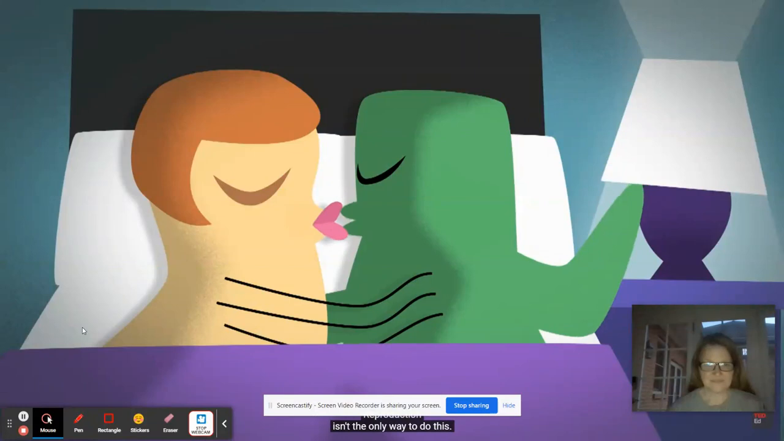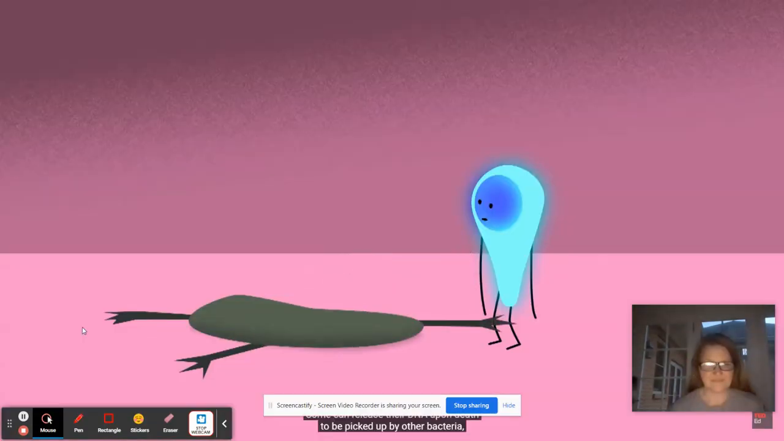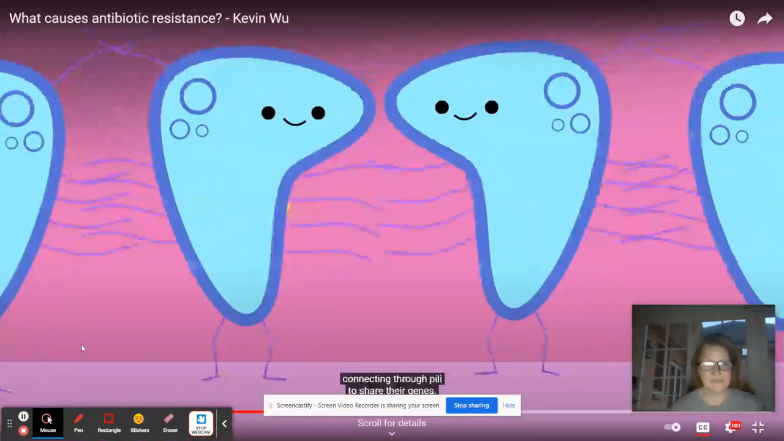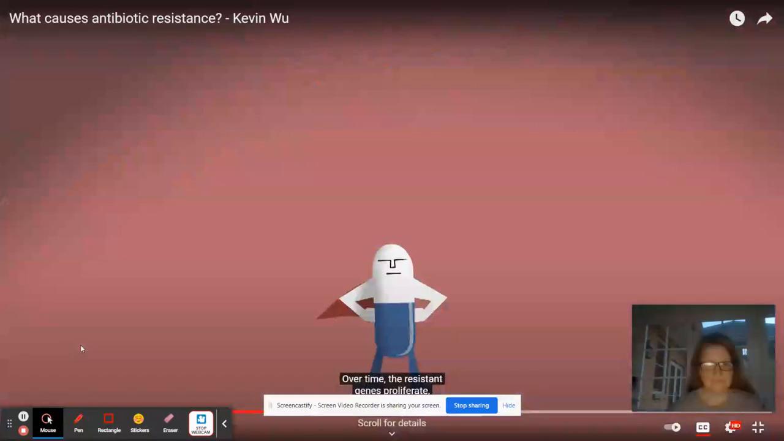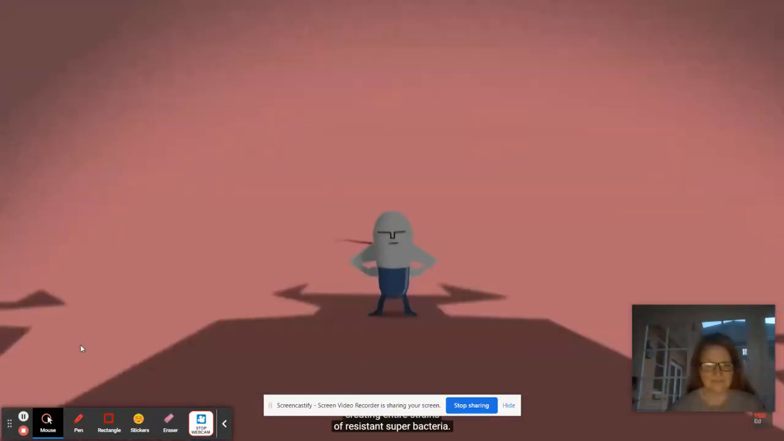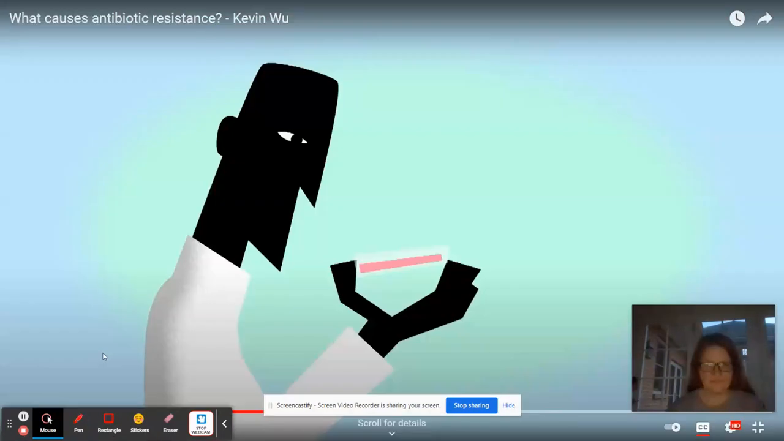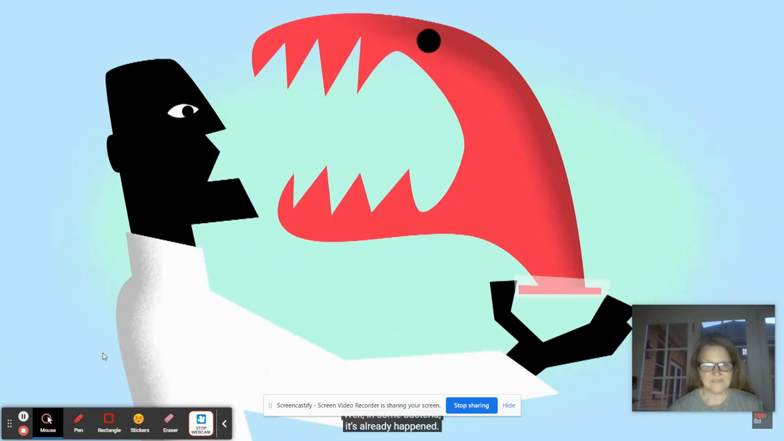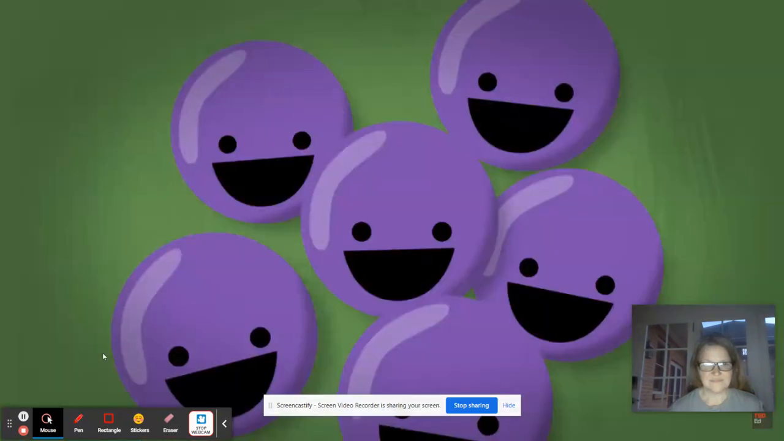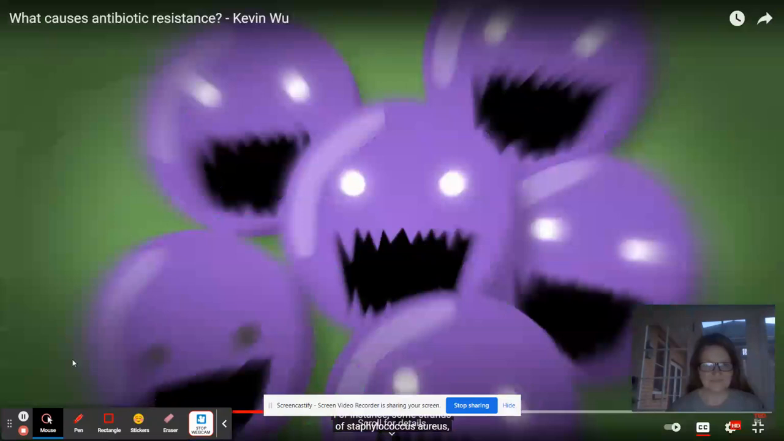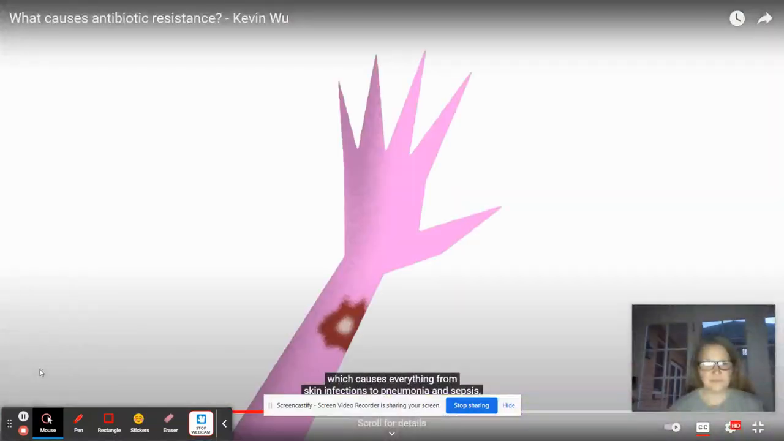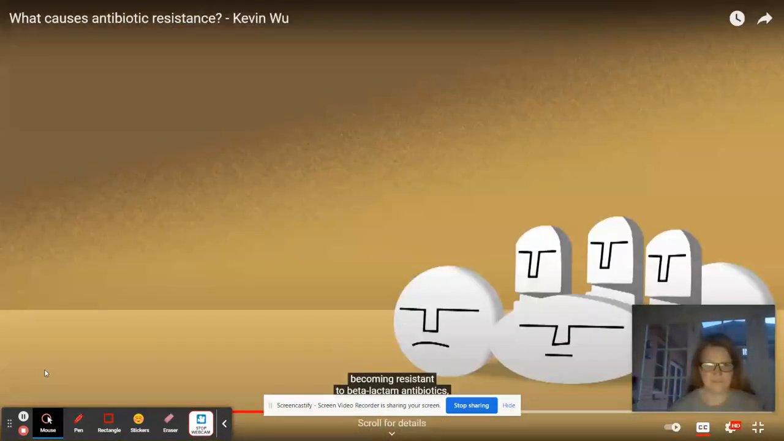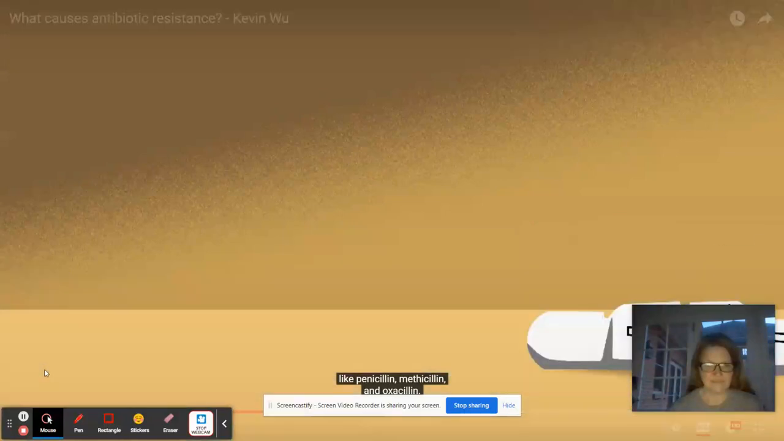Reproduction isn't the only way to do this. Some can release their DNA upon death to be picked up by other bacteria, while others use a method called conjugation, connecting through pili to share their genes. Over time, the resistant genes proliferate, creating entire strains of resistant superbacteria. So how much time do we have before these superbugs take over? Well, in some bacteria, it's already happened. For instance, some strands of Staphylococcus aureus, which causes everything from skin infections to pneumonia and sepsis, have developed into MRSA, becoming resistant to beta-lactam antibiotics like penicillin, methicillin, and oxacillin.